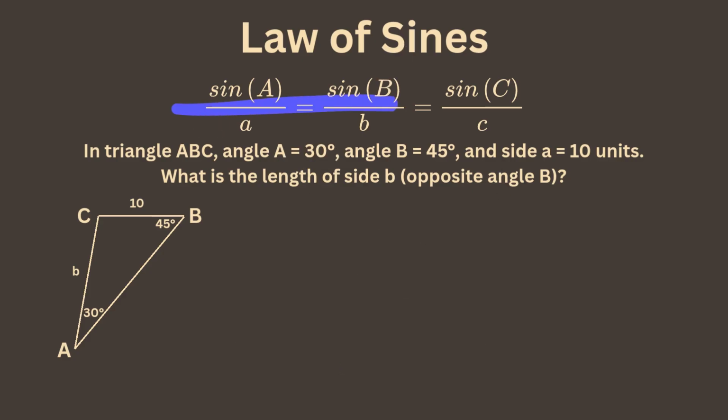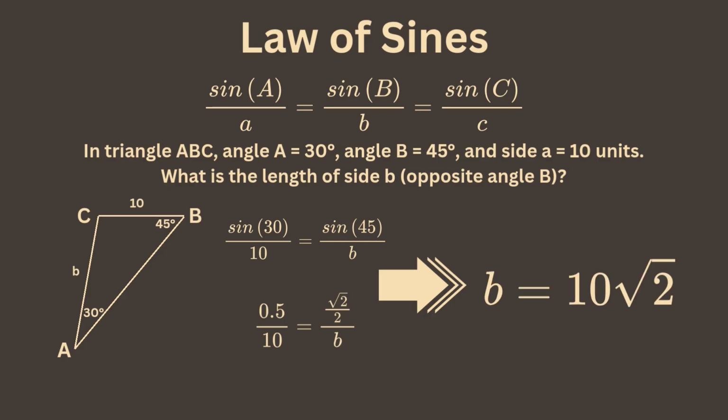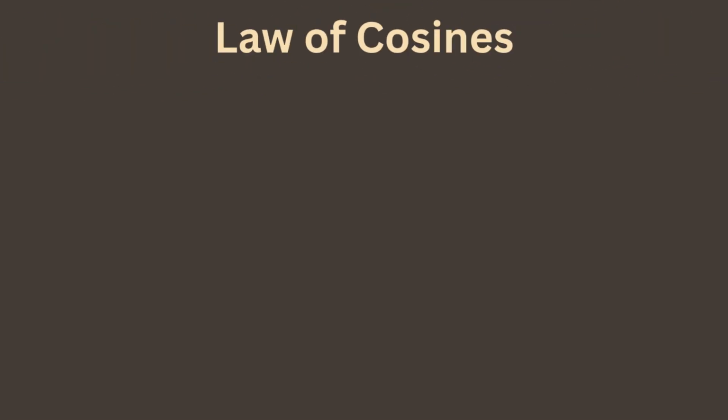Since sine of A over a is equal to sine of B over b, we plug in sine of 30 over 10 equals sine of 45 over b. 0.5 over 10 is equal to square root of 2 over 2 over b. Now, with a little bit of algebra, we get that b is equal to 10 square root of 2. So just like that, we found the missing side in a non-right triangle using nothing but the law of sines. It's a must-know for the ACT and can help on the SAT, even though it probably won't come out on the test.